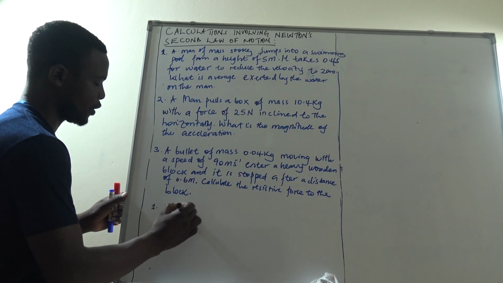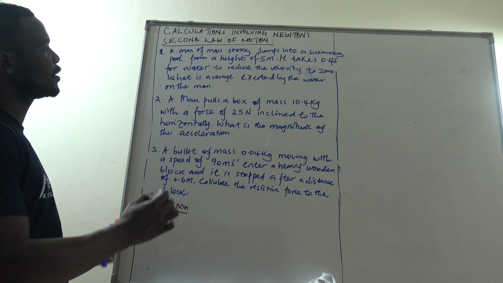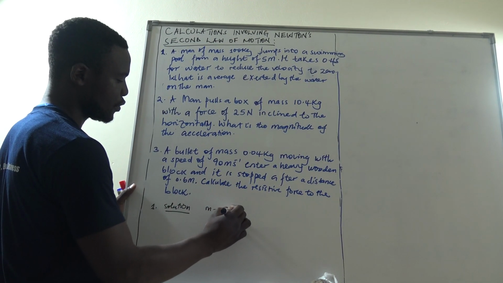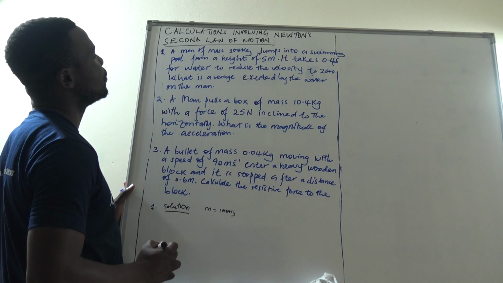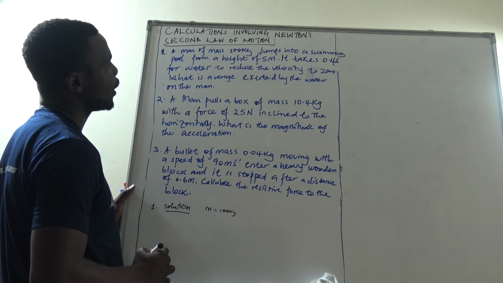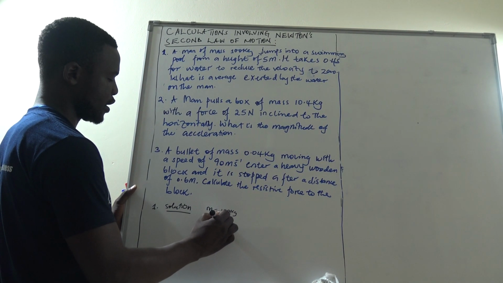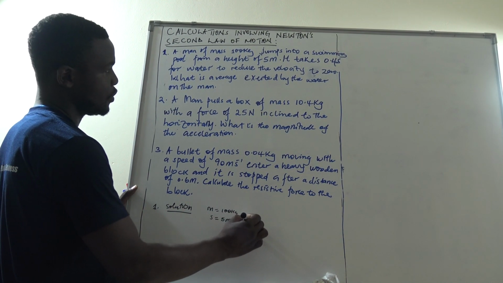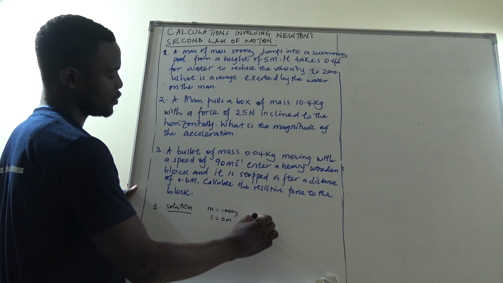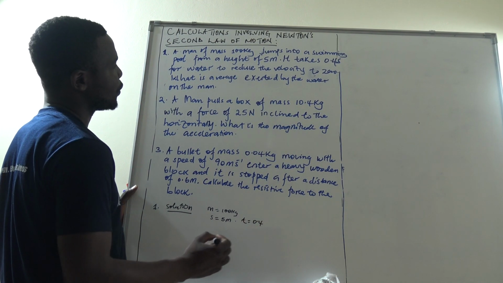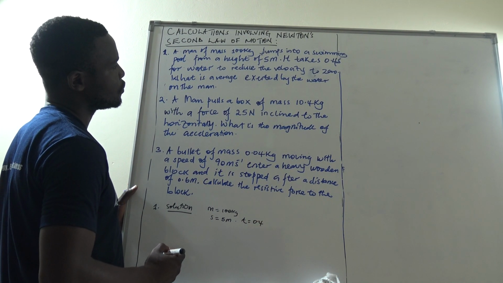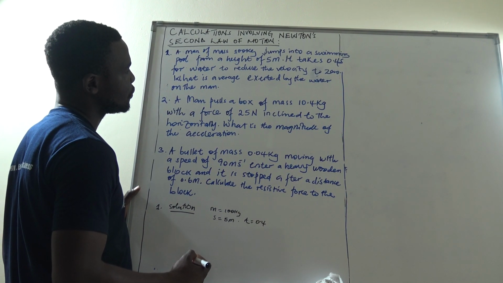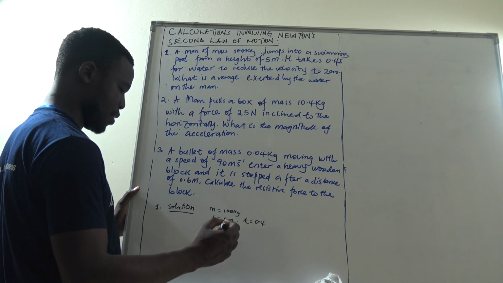Let us begin by looking at its solution. They are saying a man of mass 100 kilograms jumps into a swimming pool from a height of 5 meters. S is 5 meters. It takes 0.4 seconds for the water to reduce his velocity to 0. Now, what is the average force exerted on him by the water?